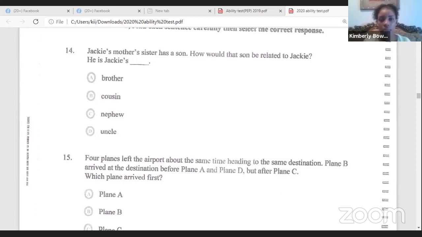So the question that we saw here on the 2020 paper, and I'm going to that question. That's what I'm sharing, let me know. Yes, that's exactly what I'm sharing. So the question here that we're looking at is a type of blood relation question.